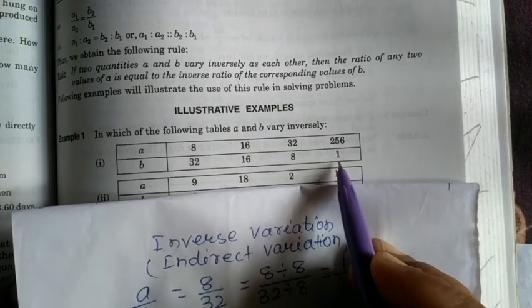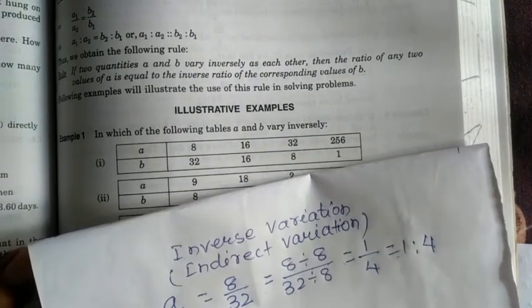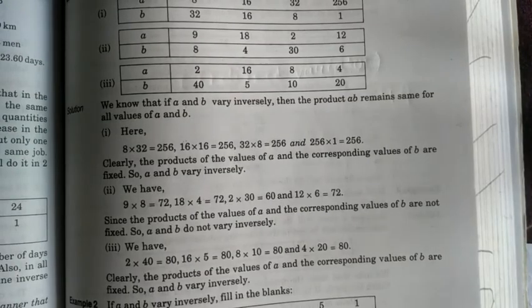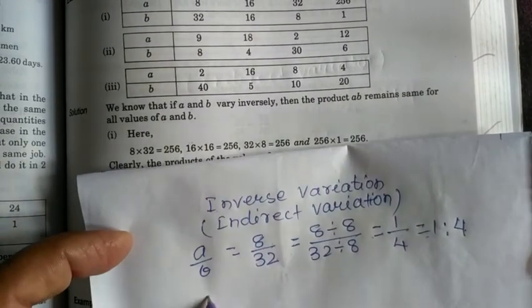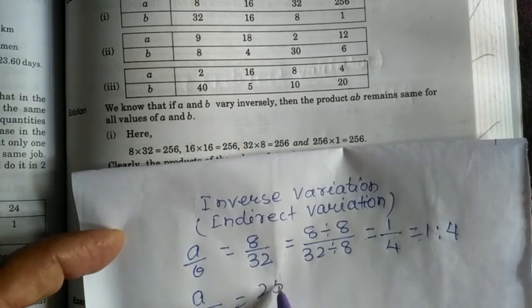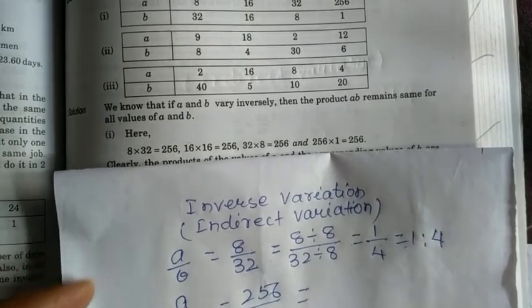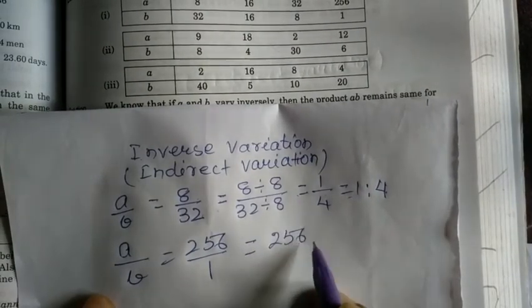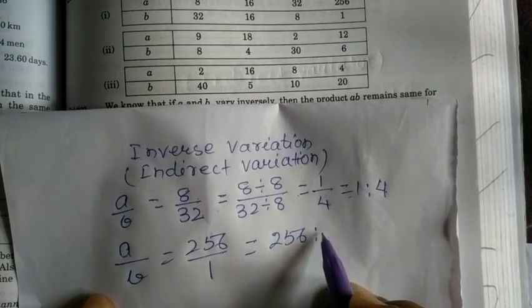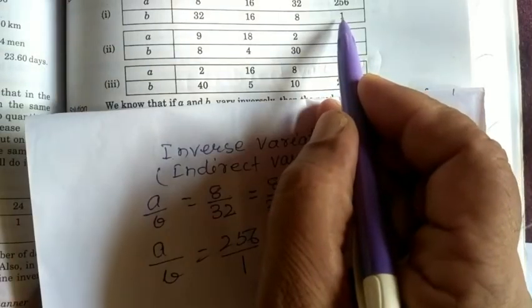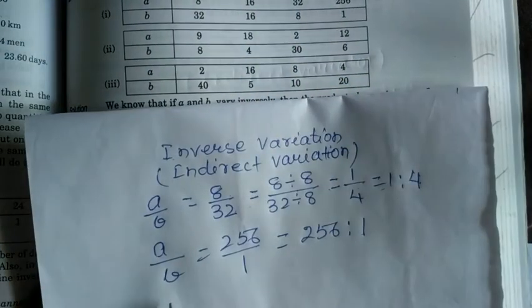256 by 1, correct, 256. So see here, A by B, correct. Now it is 256 by 1. What is the ratio? Its ratio is 256 to 1, correct.